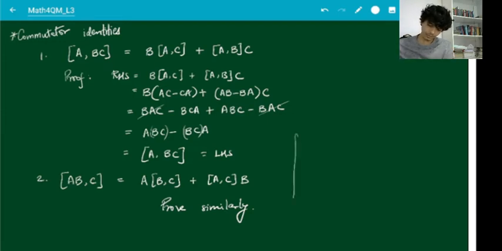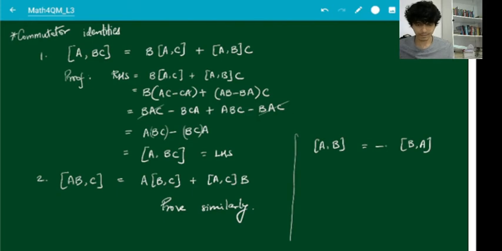What do you know about the commutator of A with B and the commutator of B with A? Obviously, these are negatives of each other, because one is AB minus BA, the other is BA minus AB. So that is just obvious. Okay. What about the inverse of an operator? Can we define the inverse of an operator? Yes, we can.